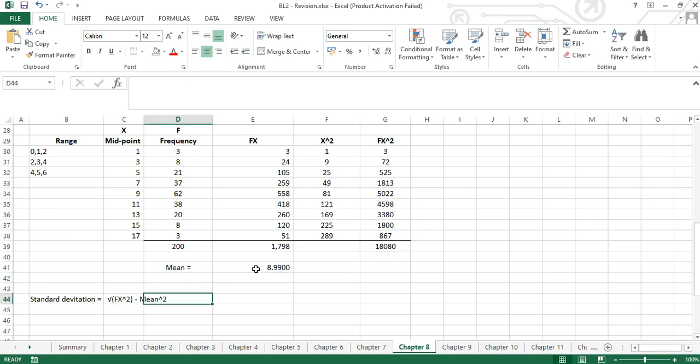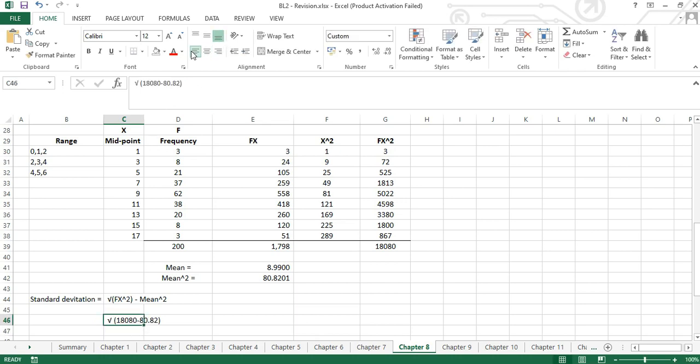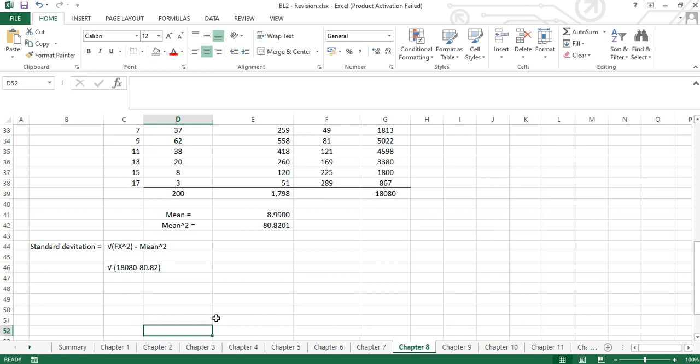Then what's the mean? We know the mean is 8.99. But the mean square is what? Multiply the mean by itself. So this multiplied by itself is 80.8. Therefore, your standard deviation will be the root of 18,080 minus 80.82. What's the answer? 18,080 minus 80.82 is 79, and the square root is 134.16.